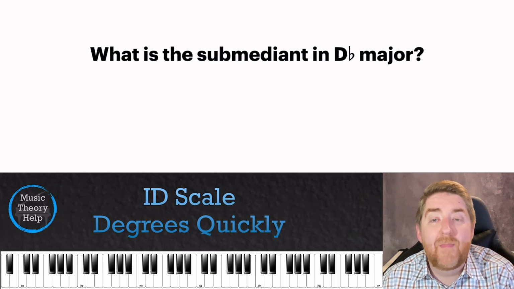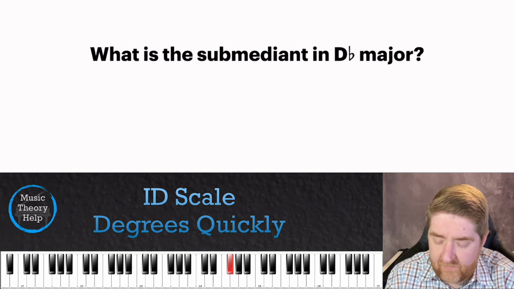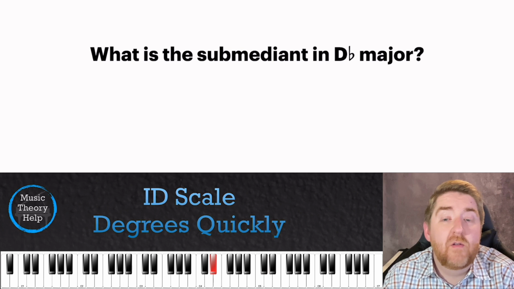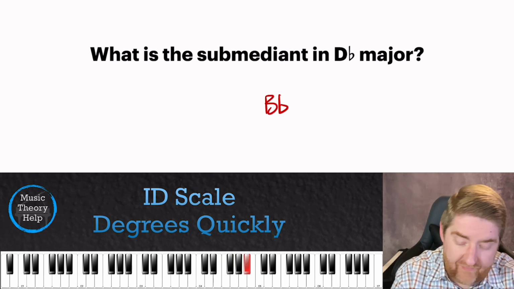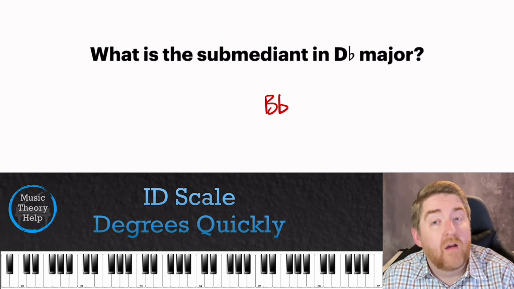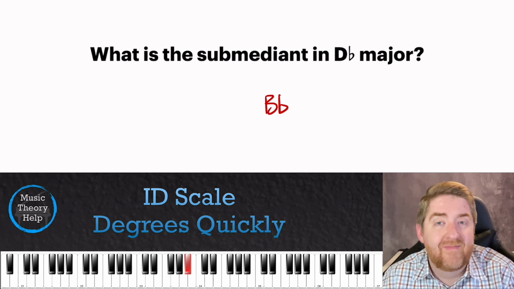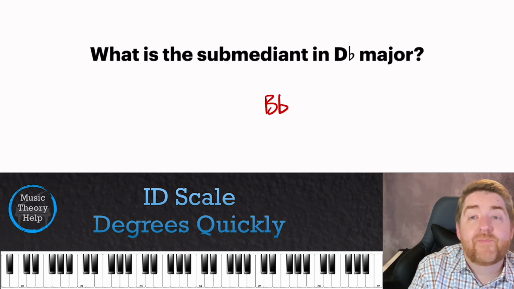What is the submediant, scale degree 6, in D flat major? 1, 2, 3, 4, 5, 6. It's B flat. Remember, we can also move down from the tonic to the submediant. It's still scale degree 6.